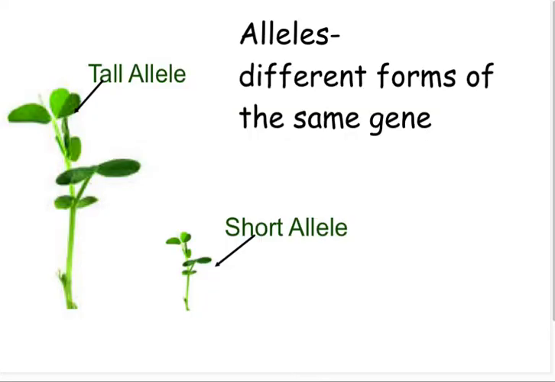Thanks. Okay, now we were introduced to this word allele a couple of days ago in our lesson about meiosis. An allele is a different form of the same gene. Make sure you've got that in your notes. So in pea plants, we're going to talk about pea plants a lot today. We have an allele for being tall and we have an allele for being short. It's the same gene, but it's just a different version of that gene.